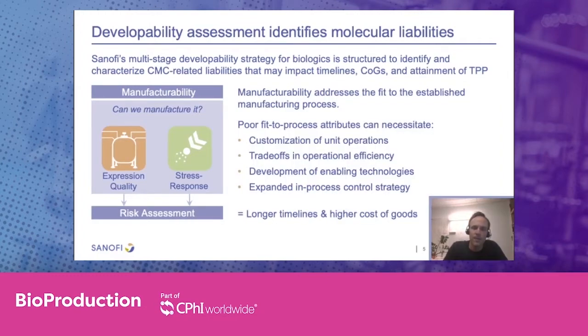The focus today is on the first pillar, manufacturability. As I said, this is about the fit to the established manufacturing process. Poor fit to process can have a big impact on the program because this requires time and resources. Customization of unit operations might result in trade-offs and inefficiencies or the need to innovate or expand the process control. Ultimately, in terms of risk assessment, it's about longer timelines and higher cost of goods.